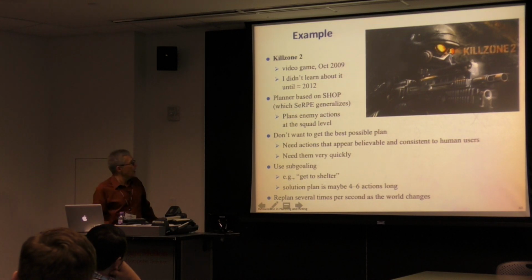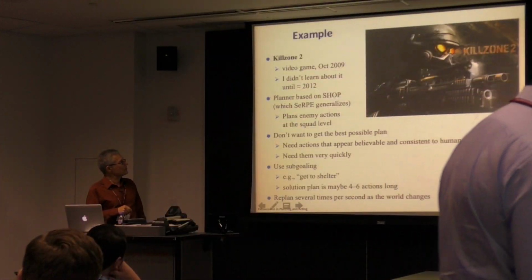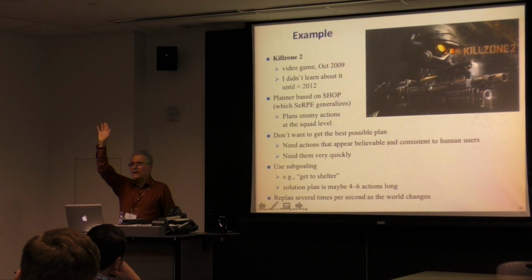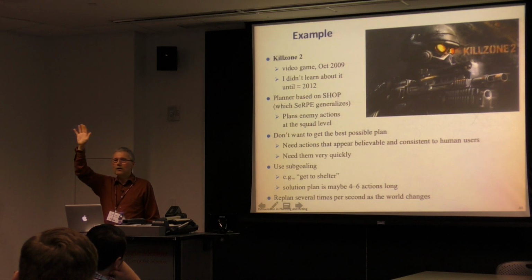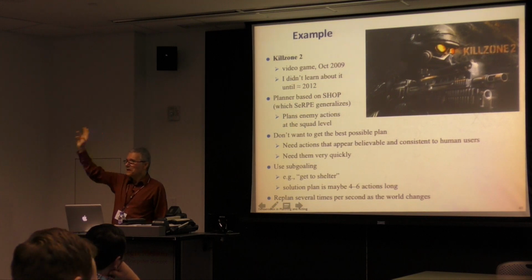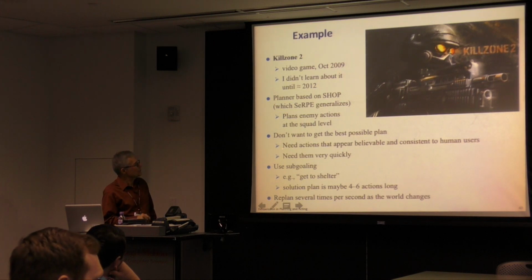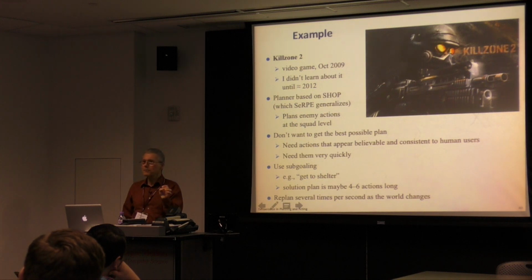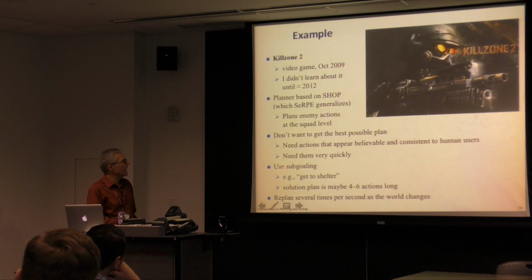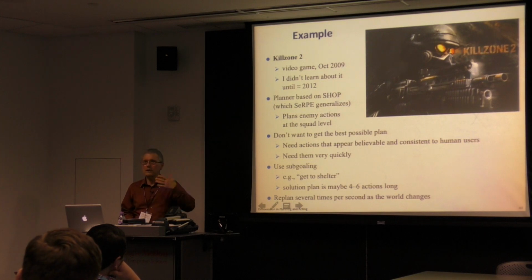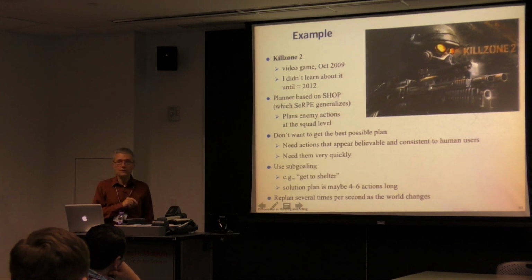All right? The reason why this worked well is that how many of you would want to play a game like this if the game environment always won and you always lost? Anybody? Nobody? Well, that's the point. You don't want necessarily to get the best possible plan. What you want in this case is for it to generate actions that appear believable and appear consistent to human users, and you need to get them very quickly because it's an environment where things are changing very quickly. And that's what this provides. Okay? So that's an example of those techniques.